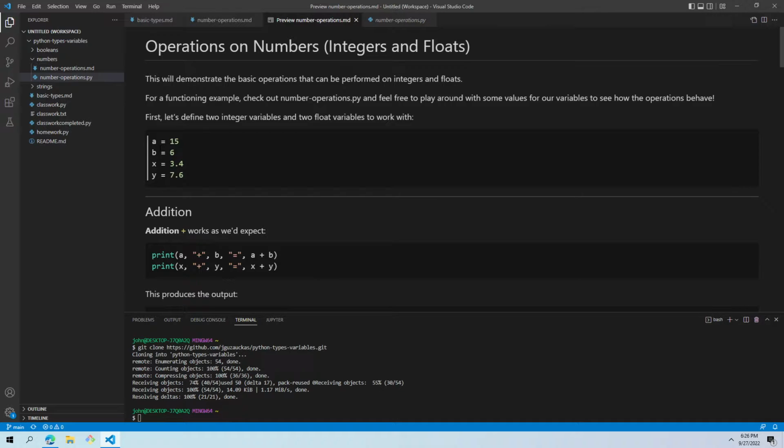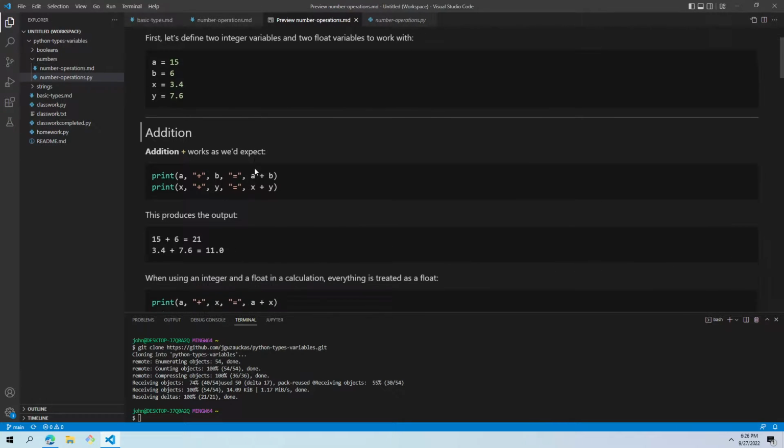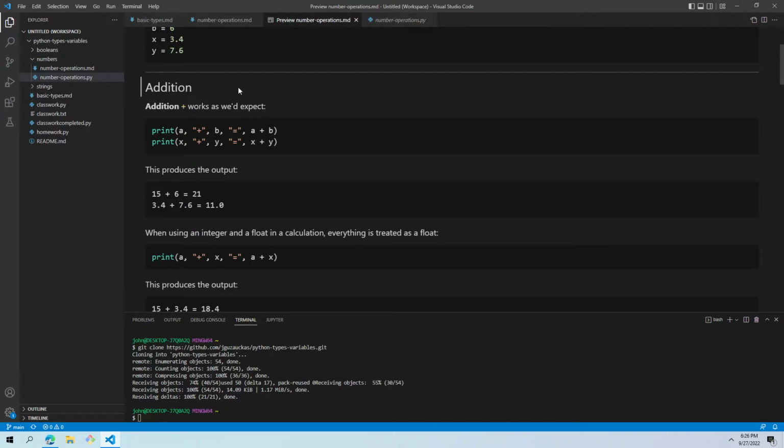To start this out, we're just going to define a few variables for us to use. So we have the numbers 15, 6, 3.4, 7.6. Remembering these exact numbers is not the important part here. But going through some operations, addition works like we'd think it would. If we add two whole numbers together, we get a whole number. If we add two decimals together, we get a decimal.